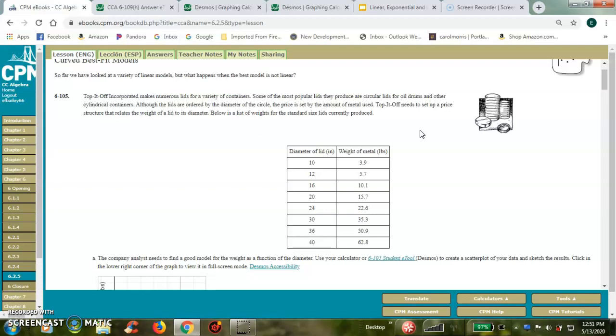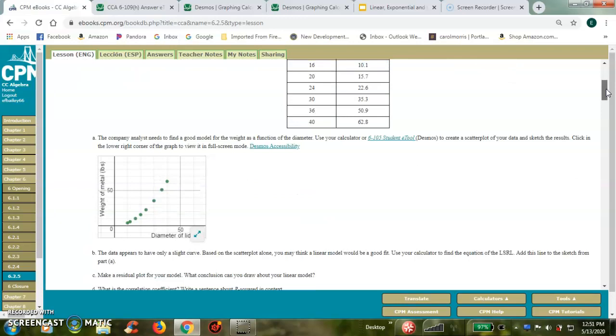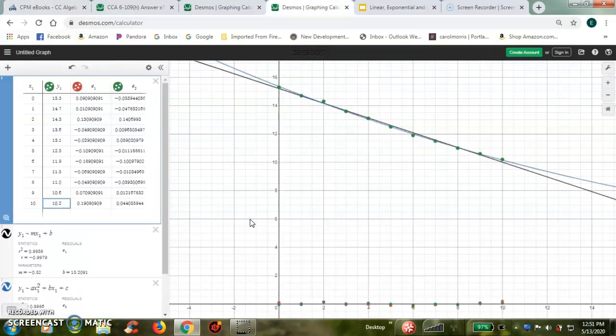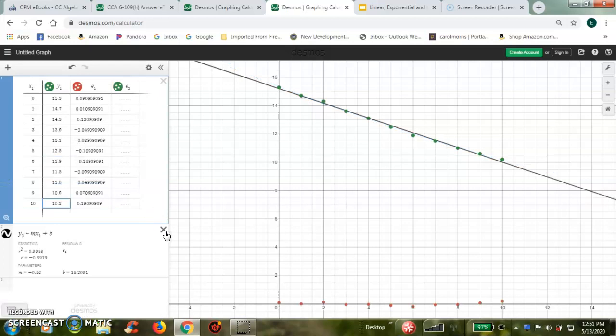Below is a list of weights for the standard size lids currently produced. Okay, so we're going to take this data, and I have it all loaded in here, right? I've already got a few things graphed. You know what I'm going to do? I'm going to take them away. All right, so let's just leave this one first.